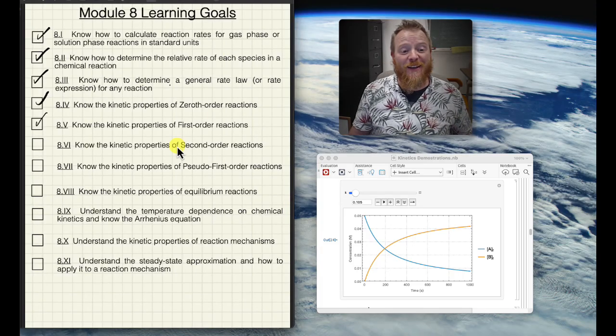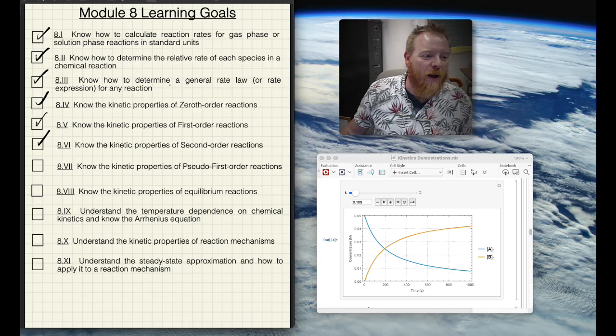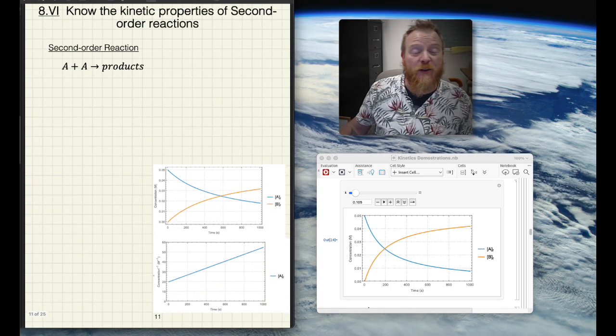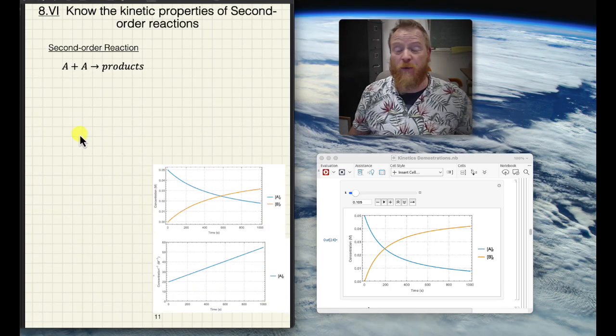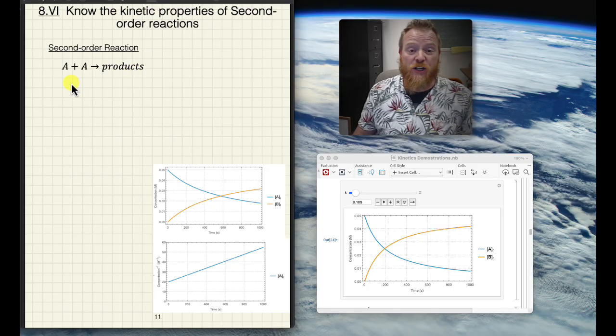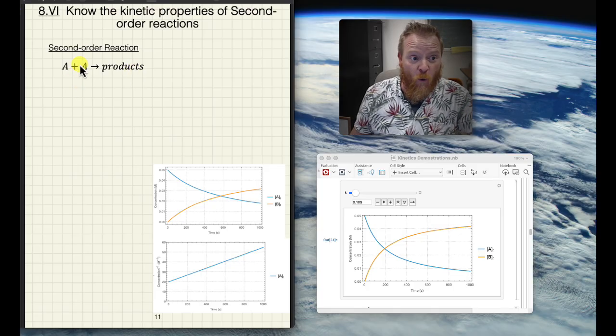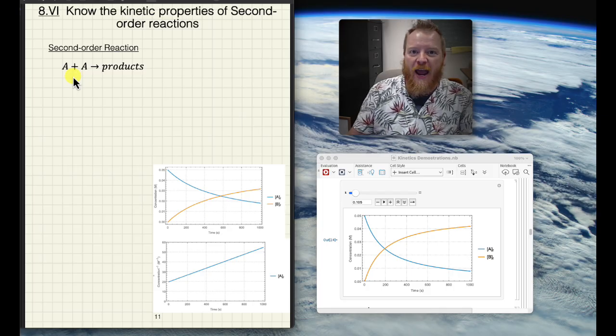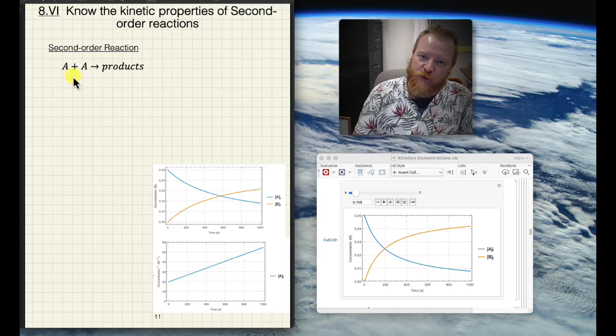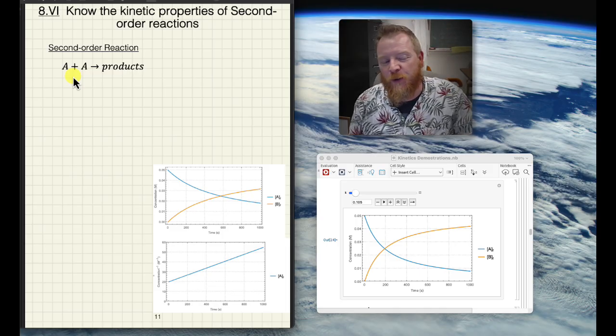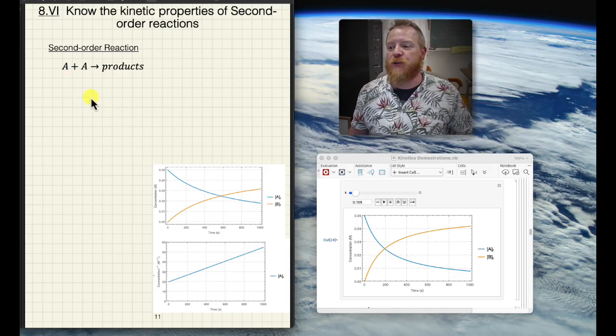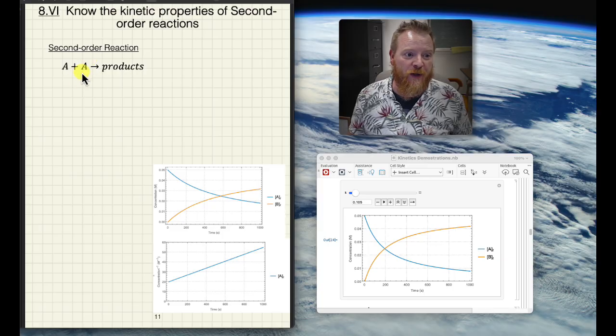Okay, people, let's get into second order reactions. In this learning goal, we're going to consider two different types of second order reactions. One in which I have only one reactant and it's second order in that reactant. And another in which it's A plus B and it's first order in one reactant and first order in the other reactant. So in this first one, we're going to consider the following reaction.